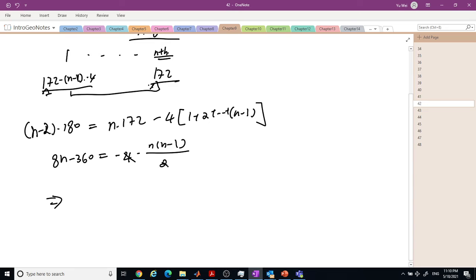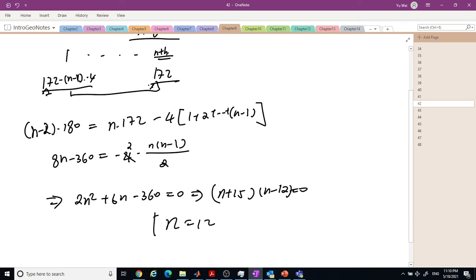Dividing by 2, we have 2n squared plus 2n, then plus 6n minus 360 is equal to 0. Then we can further factorize as (n plus 15)(n minus 12) equals 0. So n is equal to 12.